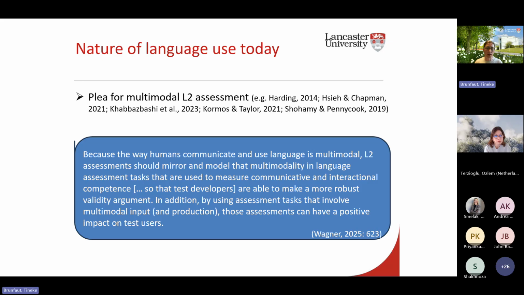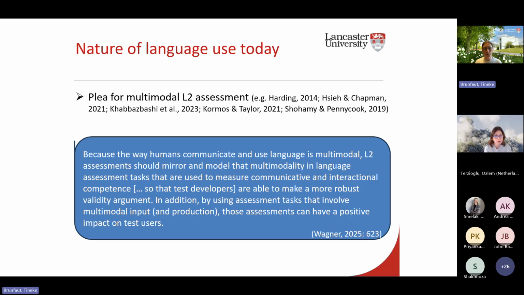And I think Elvis Wagner, in a recent article that is part of a special issue in Language Assessment Quarterly on multimodal assessment, really sums it up quite nicely by linking the relevance of this to our core principles in language testing. He says, because the way humans communicate and use language is multimodal, second language assessments should mirror and model that multimodality in language assessment tasks that are used to measure communicative and interactional competence. And that then allows test developers to make more robust validity arguments.